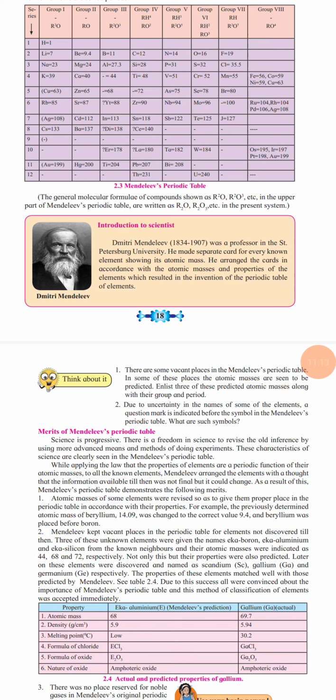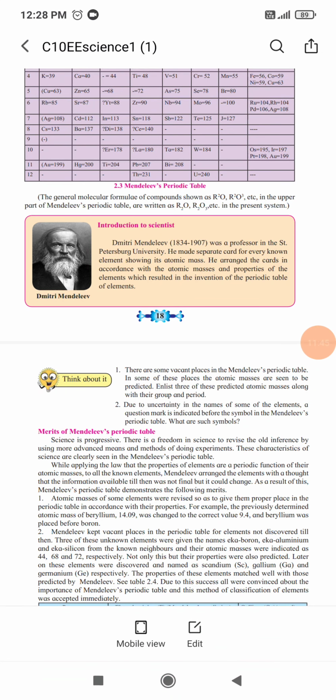Due to uncertainty about the name of the element, a question mark was added. It means he did not know some of the elements, so he put a question mark. Before the symbol in the Mendeleev periodic table, you will see Ce 140 question mark, La 180 question mark. This is uncertain. He did not know what kind of element and what kind of symbol it was, so he put a question mark and said this element has something like 140 mass. So tomorrow we will continue with the merits of the Mendeleev periodic table.